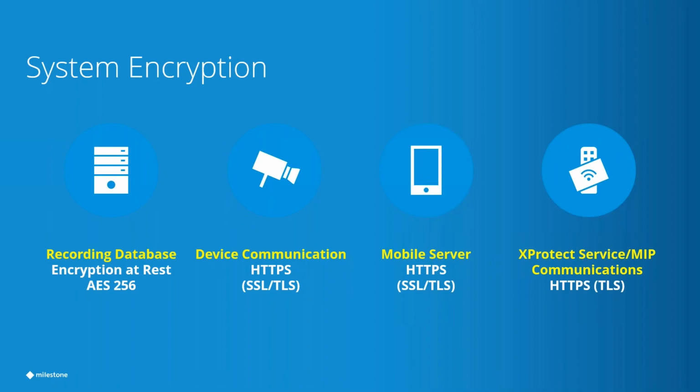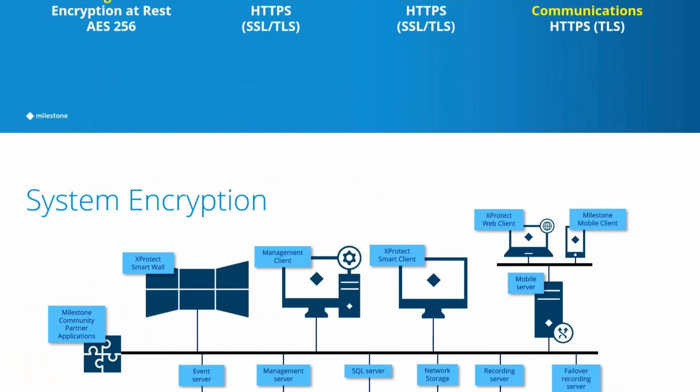So basically today we're going to discuss 4 different ways of encrypting your Expertex system. And those are broken up into 4 categories here: recording database encryption, device encryption, mobile server encryption, as well as what I'm going to call the Expertex service encryption or communications encryption, which also encompasses our MIP SDK or our Milestone integration platform. So you're going to see this slide a lot.